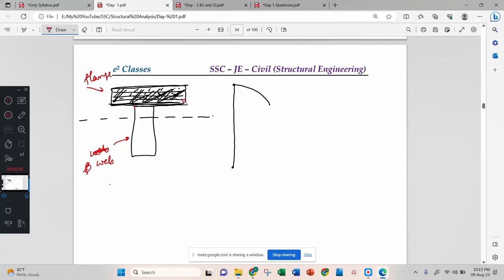Top of the web, this is top of the web, this is bottom of the flange. Both are somewhat very near to each other.